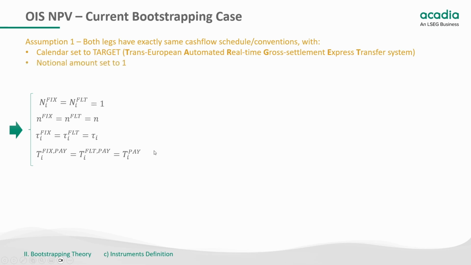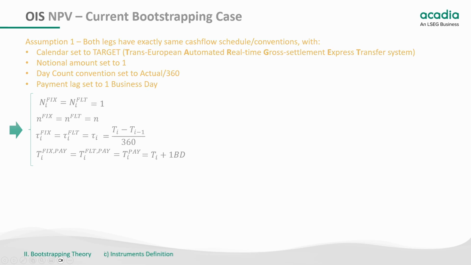The notional on both legs is set to 1, so we can remove the variable upper N altogether. The business day count convention is set to Actual/360, so this is how we calculate the actual time expressed in years, although to be fair, we had already assumed that beforehand. You can see that in the previous slides. And the payment lag is set to 1 business day. Now, there are other assumptions and conventions, but those are the main ones here.